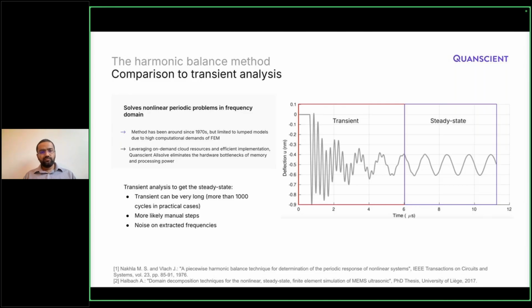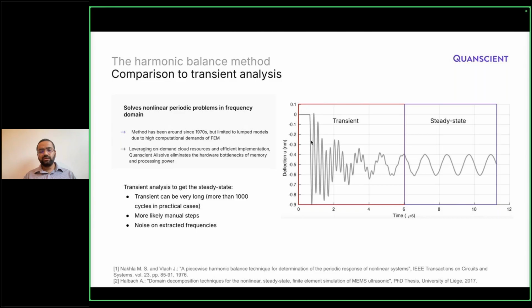Before that, why harmonic balance and why not use transient? There is the possibility to use transient analysis if there are non-linearities in the system. But as you can see on the picture here, I plotted a deflection of, let's say, a simple disk over time for the example that was shown before.